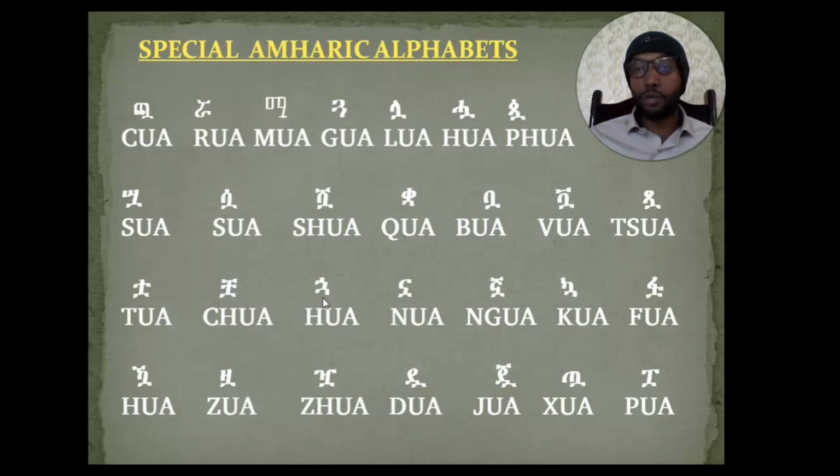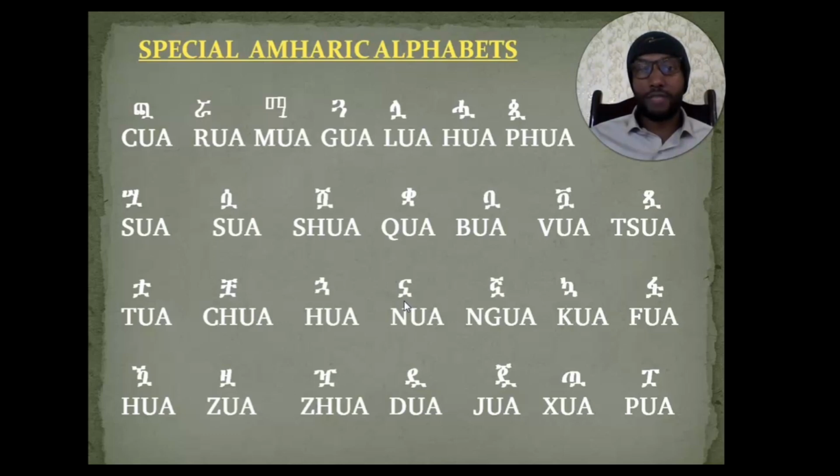And we have said that there are two types of Ha. So this is called Hua, and it came from the basic alphabet called Ha. And this special Amharic alphabet is called Noa. And this Noa comes from the basic Amharic alphabet called Na.